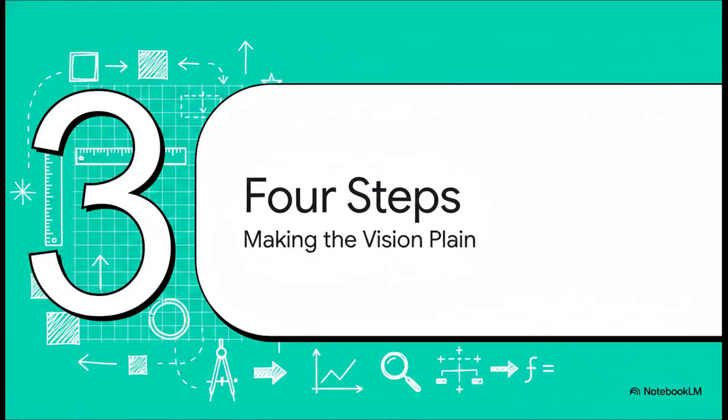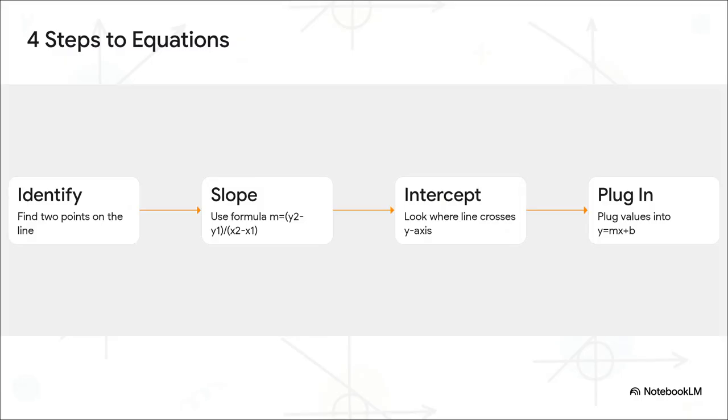Okay, Section 3, 4 steps to equations, making the vision plain. Here's the step-by-step breakdown of how we pulled that equation out of the raw visual data. Step 1, just pick any 2 clear points on your line. Easy. Step 2, calculate that slope, our m, using the formula y2 minus y1 over x2 minus x1. It's simply the change in height divided by the change in distance, rise over run, right? Step 3 is a piece of cake. Just look at the graph and see where the line crosses the y-axis. Boom, that's your b. In step 4, take your shiny new m and b and plug them directly into y equals mx plus b. And just like that, you've written the visual.